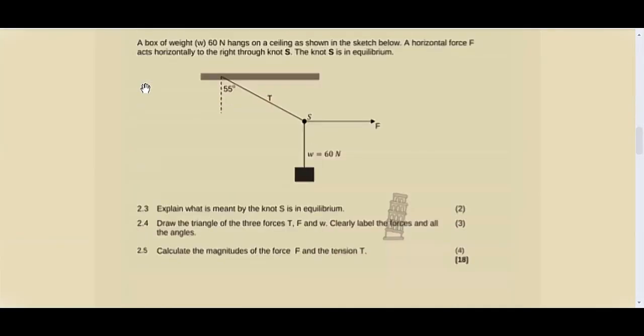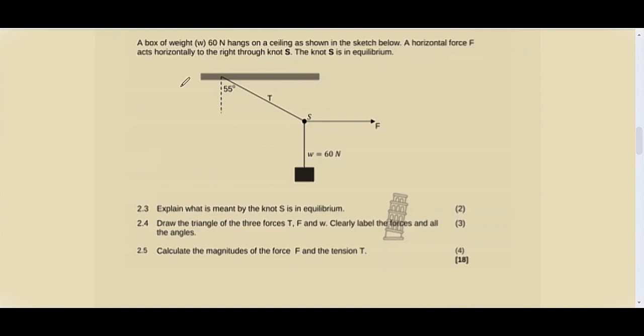Now we are given a box of weight W, 60 newtons, hanging from a ceiling as shown in the sketch below. A horizontal force F acts horizontally to the right through knot S. The knot S is in equilibrium. Now they say, explain what is meant by knot S is in equilibrium, right? So to explain that, what is the meaning of knot S being in equilibrium?